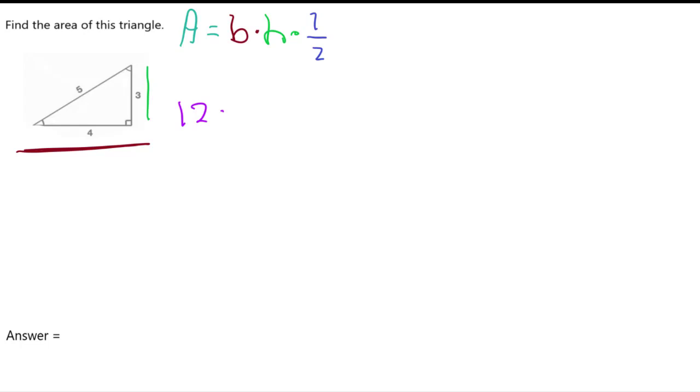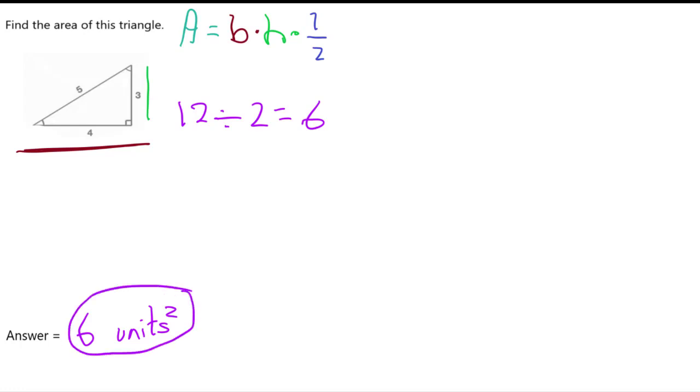So I'm going to be dividing by 2. And 12 divided by 2 is 6. And we still need to put the label on. Since the numbers in the picture have no label on them, like centimeters, inches, feet, yards, etc., we're going to put the label as units. And we're going to put units squared because we were finding the area. So the answer would be 6 units squared, or 6 square units. And this would be our answer.